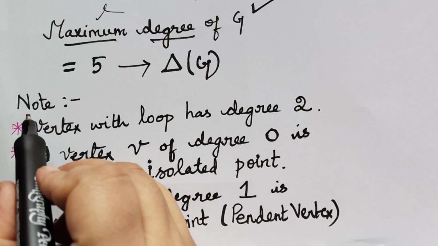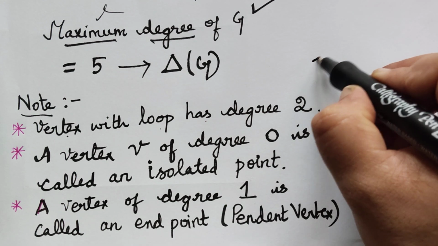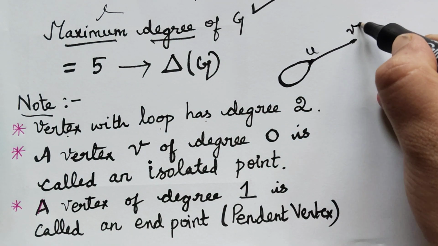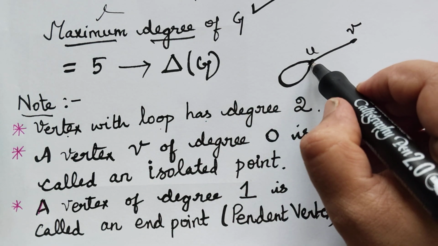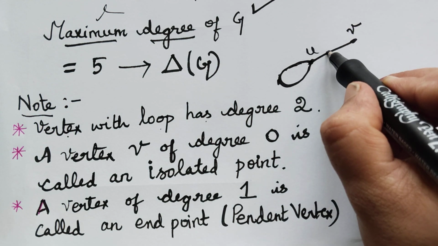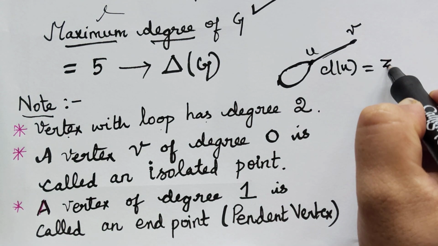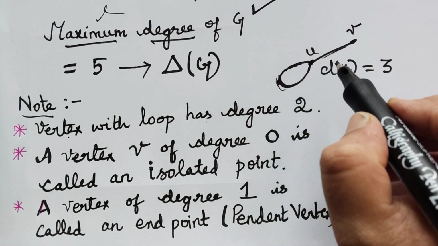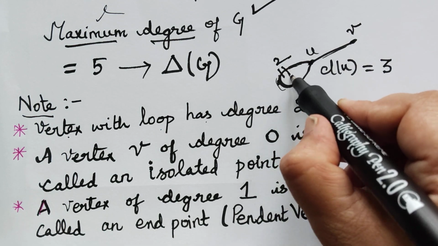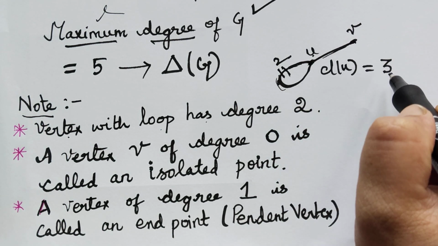So here are some notes to be remembered. A vertex with a loop has degree 2. For example, if you have a graph like this and there is a loop, so this is U and V. Now for U, there is already a loop, so it is of degree 2. And then there is another edge like this. So the degree of U will be equal to 3, because for a loop you should count the degree as 2. The loop is counted as 2, and this is one edge which is also incident with U. So the degree of U is 3.